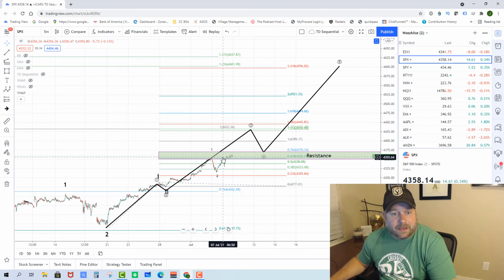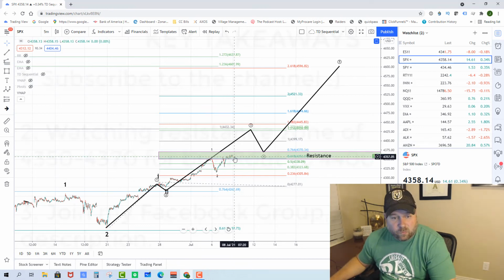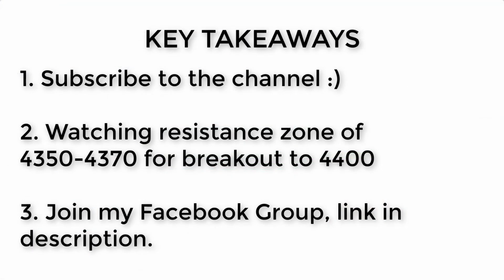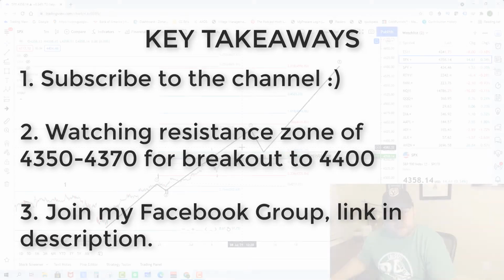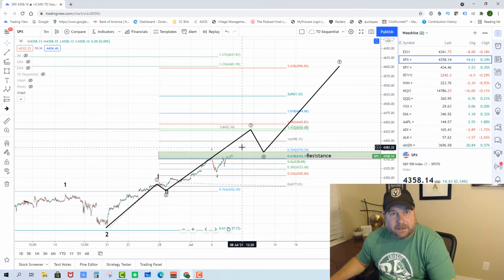Okay, guys, so key takeaways for today. We're basically watching this resistance zone of 4350 to 4370, all right? If we push up through 4370, we should accelerate towards 4400 pretty quickly. I kind of expect this to happen by Monday, maybe by the end of the week, but by Monday.